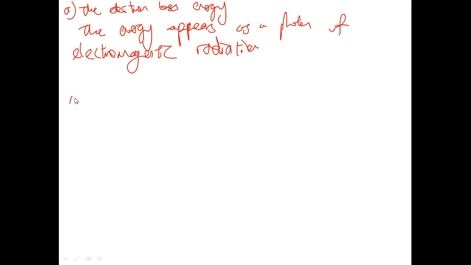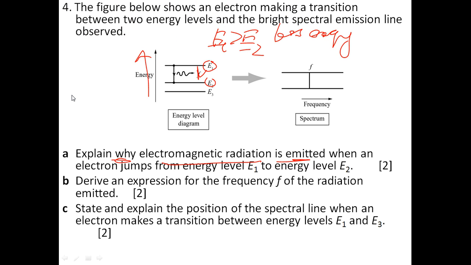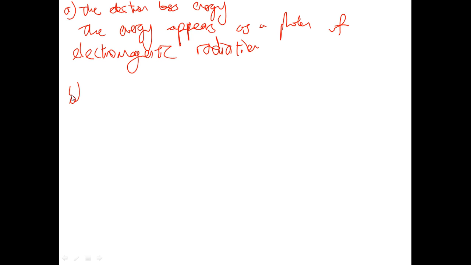Okay, now part B. Part B asks derive an expression for the frequency of the radiation emitted. So we know that E1 is larger than E2, so E1 minus E2, so it will convert into frequency, into the photon of the electromagnetic radiation. It's just simple.